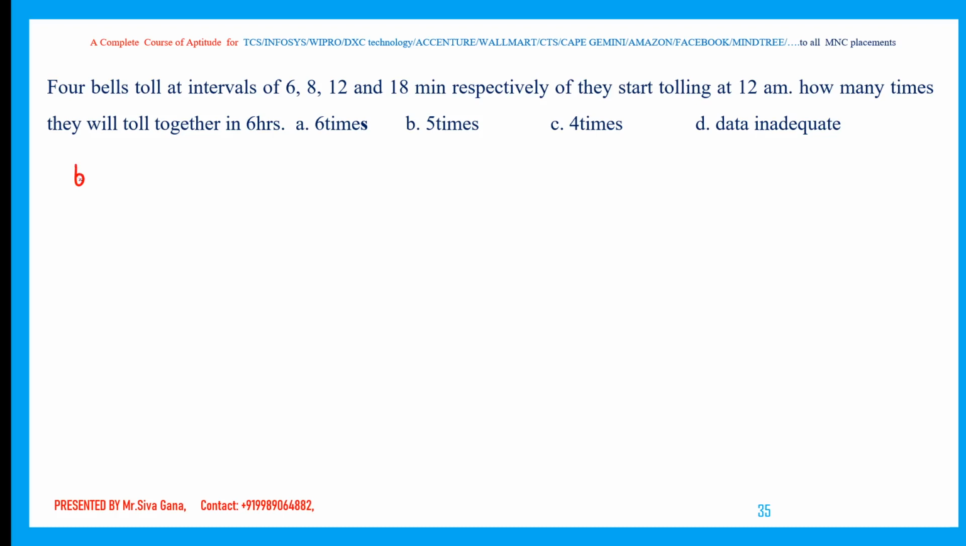Okay. So the first bell rings every 6 minutes, the second bell every 8 minutes, the third bell every 12 minutes, the fourth bell every 18 minutes. They toll together after how much time? It is simply the LCM of 6, 8, 12, 18. The LCM of 6, 8, 12, 18 is 72, which means every 72 minutes, all four bells ring together.